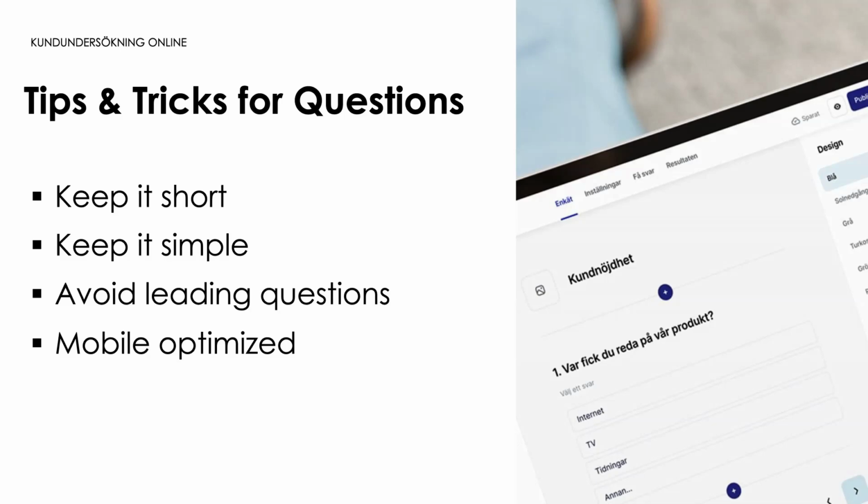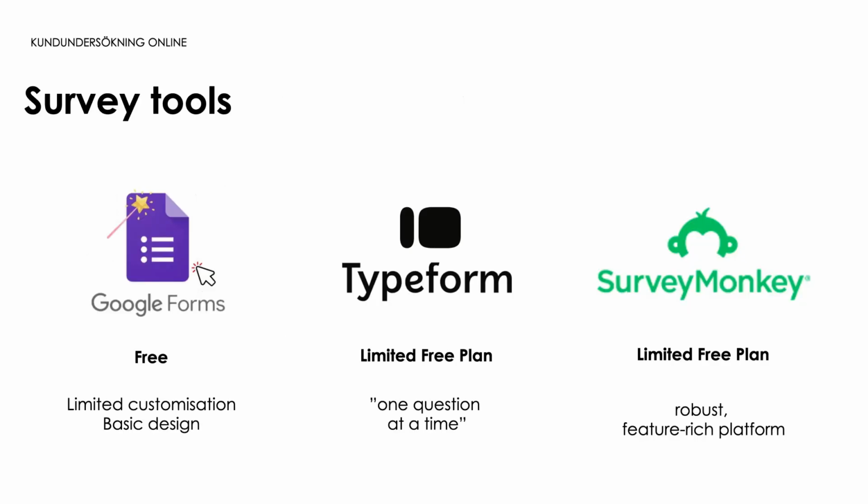When writing your questions, remember these key best practices. Keep it short. Aim for a survey that takes no more than 5 to 10 minutes to complete. This will dramatically increase your completion rate. Keep it simple. Use clear, straightforward language and avoid jargon. Avoid leading questions. Don't bias your results. Instead of asking, "Don't you agree that X is a problem?" ask, "How big of a problem is X for you?" And always make sure your survey is mobile optimized. Most people will be responding on their phones.